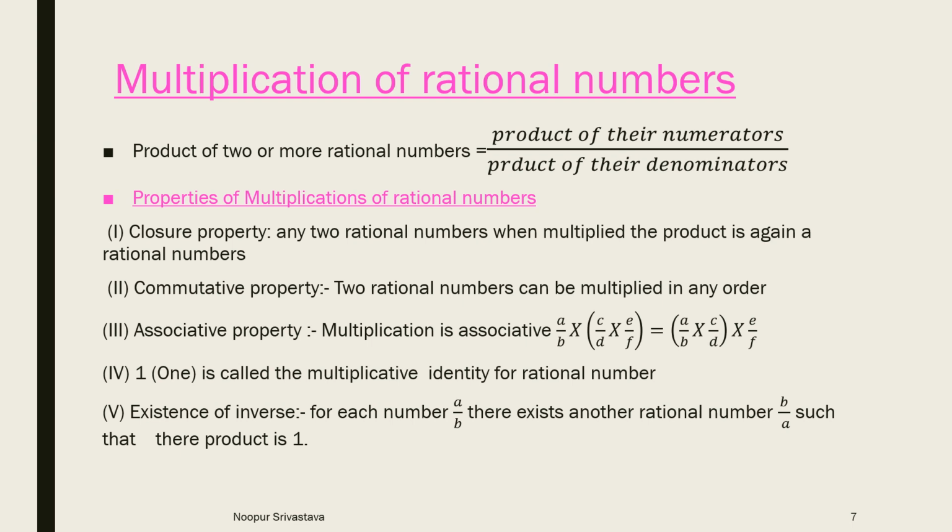Existence of inverse. For each number A by B, there exists another rational number B by A such that their product is 1. So inverse in case of multiplication means the reciprocal of the original rational number. We can understand it like this: 2, if multiplied with 1 upon 2, the product is 1. 5, when multiplied by 1 by 5, the product is 1. So easily we can understand that for multiplication, the inverse means the reciprocal of the given rational number.